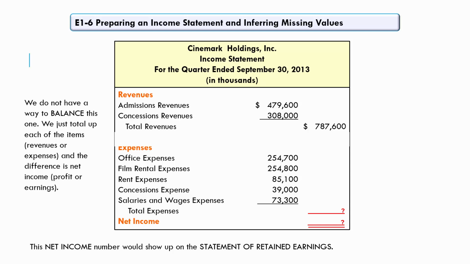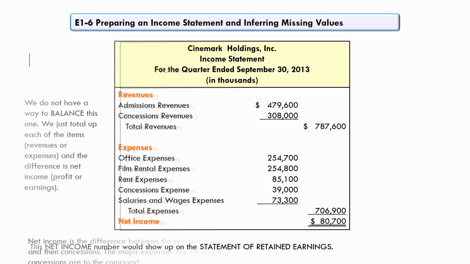So a lot of accounting is just filling in the forms. You're going to total up all the expenses, get that total and put that total in there. And then you're going to subtract those two and get net income. This is the same net income number that shows on the statement of retained earnings.